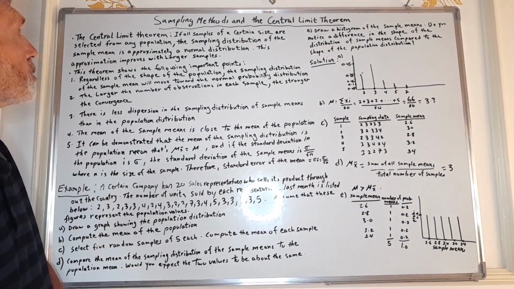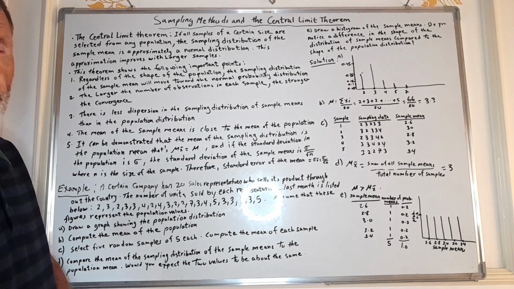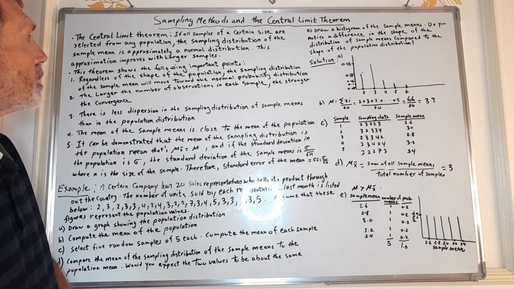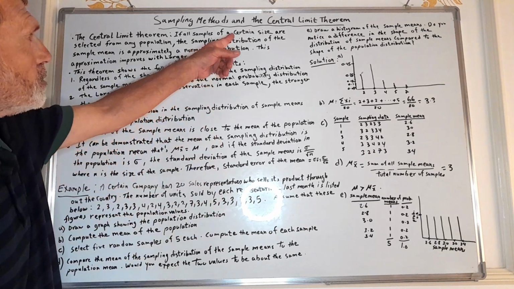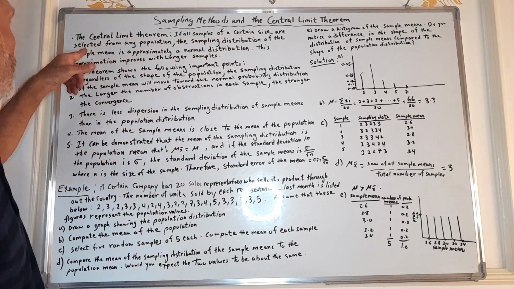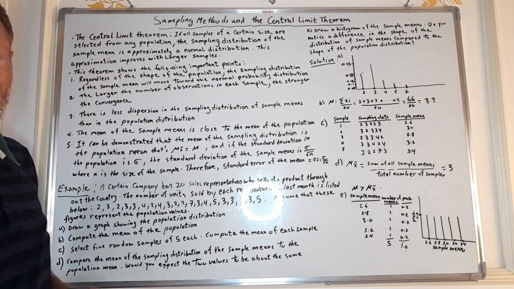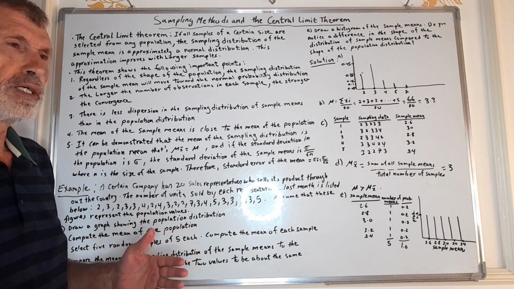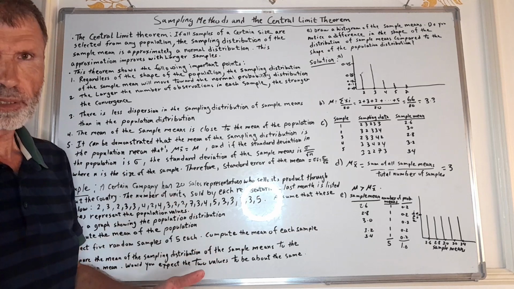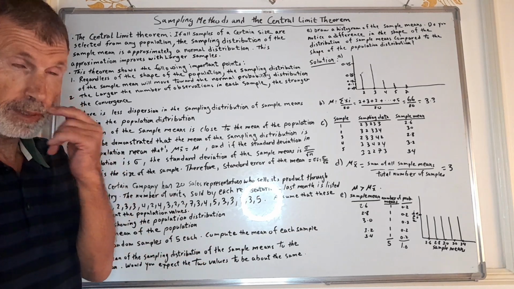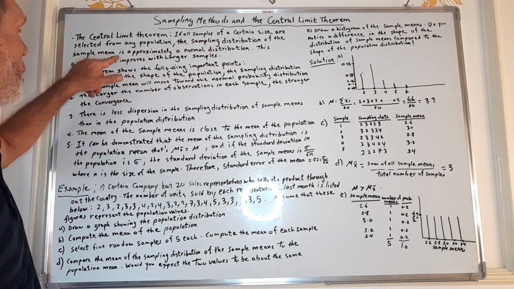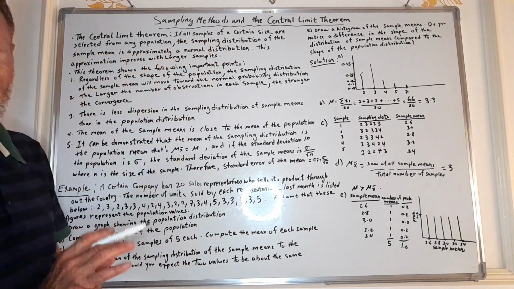Okay, now we move on to talk about the central limit theorem, which is a very important theorem. It says that if all samples of a certain size are selected from any population, whether the distribution of the population is normal or non-normal, skewed positively or whatever, then the sampling distribution of the sample mean is approximately a normal distribution.